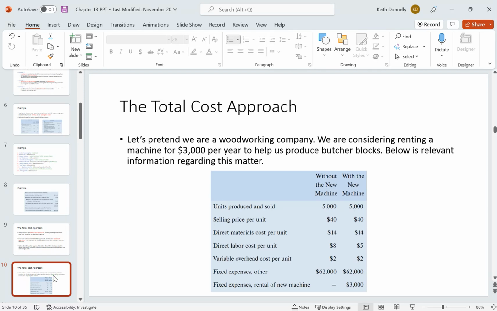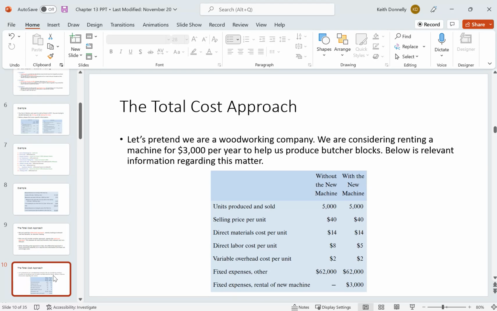All right, so it says, let's pretend we are a woodworking company and we are considering renting a machine for $3,000 per year to help us produce butcher blocks. We work with wood, thinking about renting this machine to help us make our product of butcher blocks. And below, they're giving us some information regarding this matter.